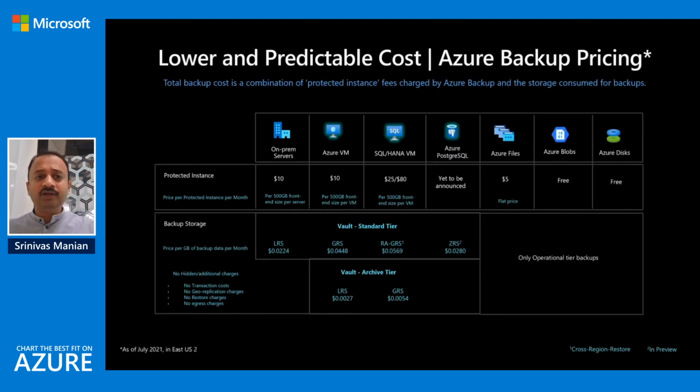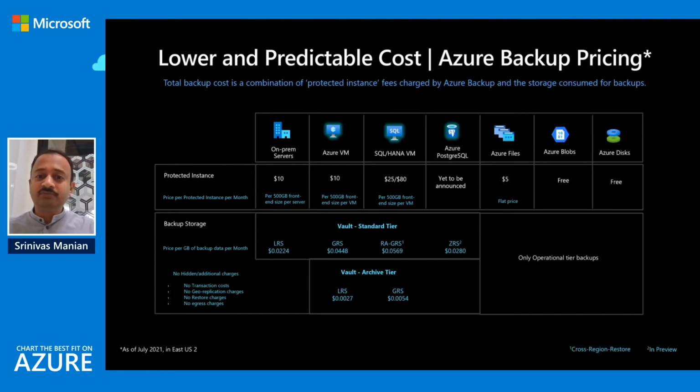So Azure Backup provides a low and predictable cost for each of your workloads. As you can see here, for on-prem servers and your Azure VM, the cost per protected instance is shared in the slide, like $10 per VM. Similarly for Azure VM as well. For databases, the cost for protected instances is slightly higher. And again, for your critical enterprise databases such as HANA, it's close to $80.